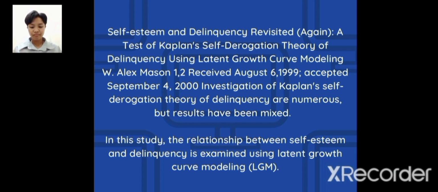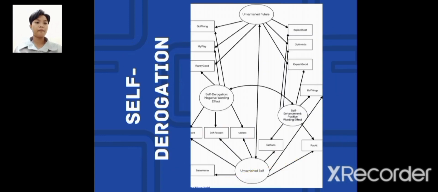So progress in this domain of research may be hampered by the use of statistical methods that do not optimally test hypotheses derived from the theory. So in this study, the relationship between self-esteem and delinquency is examined using latent growth curve modeling, or LGM.